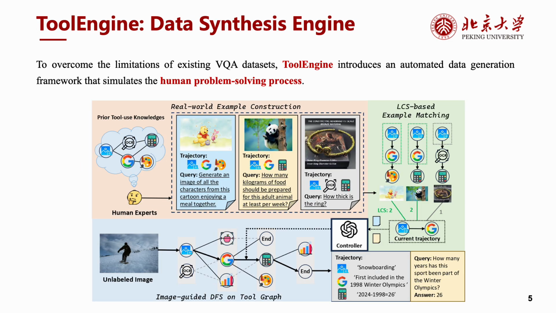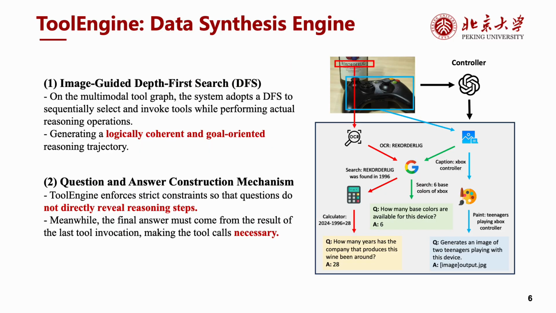To overcome the limitations of existing VQA datasets, ToolEngine introduces an automated data generation framework that simulates the human problem-solving process. It contains three core designs. The first one is image-guided depth-first search. On a multimodal tool graph, the system adopts a DFS to sequentially select and invoke tools while performing actual reasoning operations. Each step involves not only selecting the appropriate tool, but also constructing parameters and parsing the output, thereby generating a logically coherent and goal-oriented reasoning trajectory.